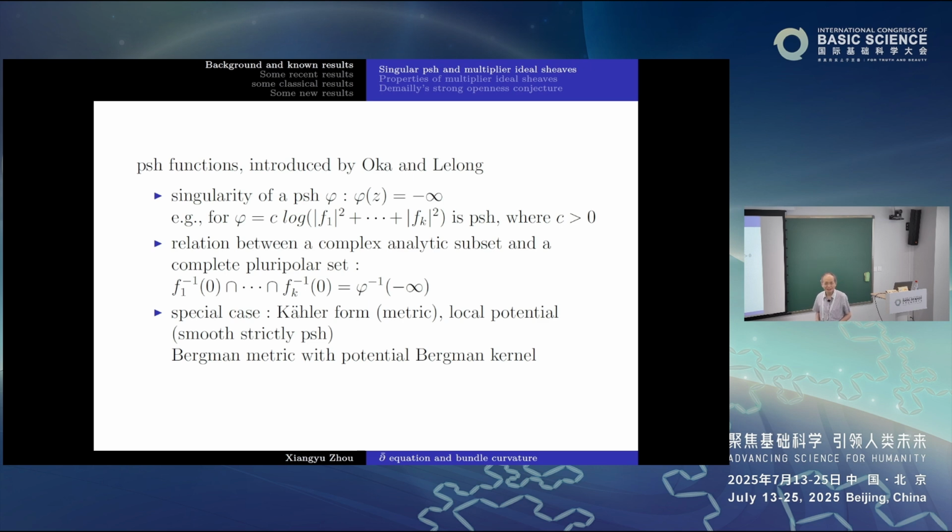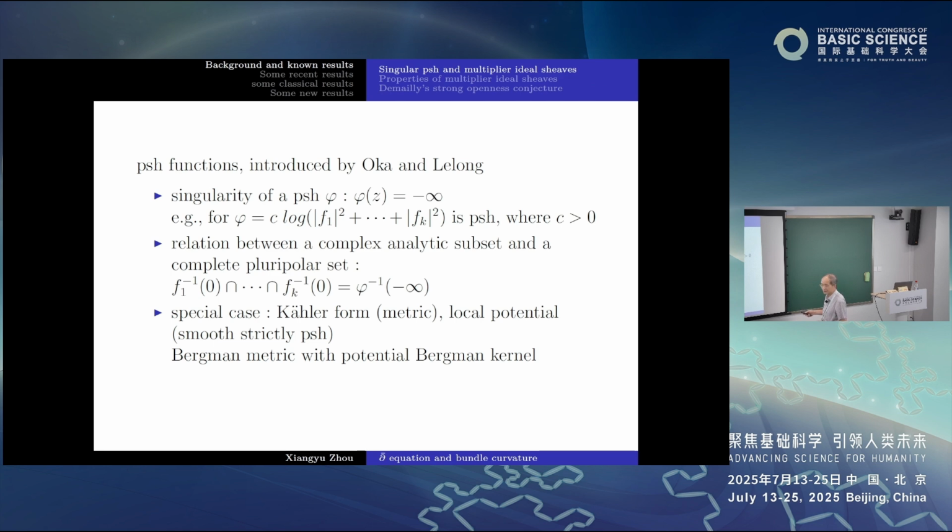The so-called pluri-subharmonic function was introduced by Oka and Lelong separately in the 1940s. This function is defined as an upper semi-continuous function, maybe taking the value minus infinity, which when restricted to each complex line is a subharmonic function. Here we consider the polar set as the singularity of the pluri-subharmonic function. The typical example is given by this formula.